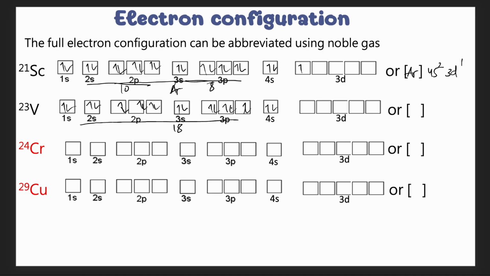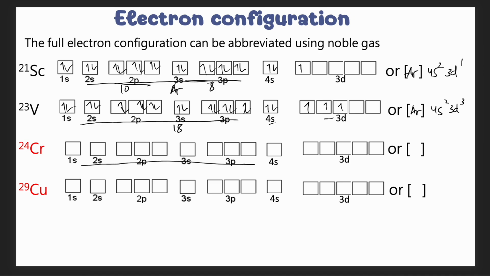So we need how many more? So 18, we need 5 more. Okay, so this 2 and this 3. So Ar, 4s2, 3d3. Right? So now continue for chromium.